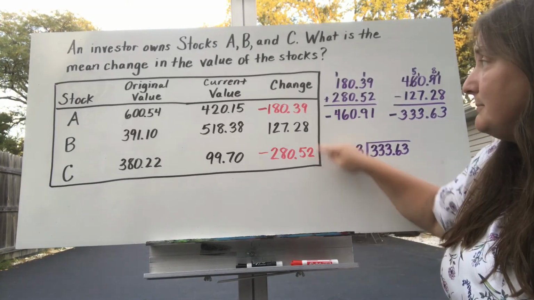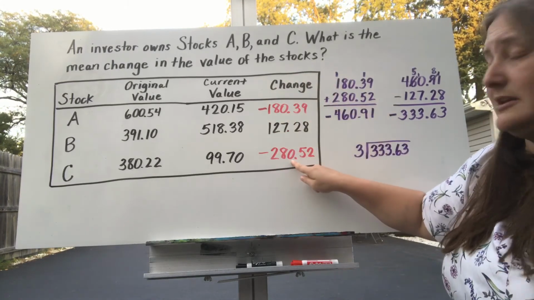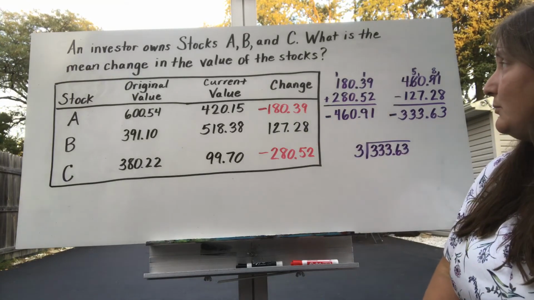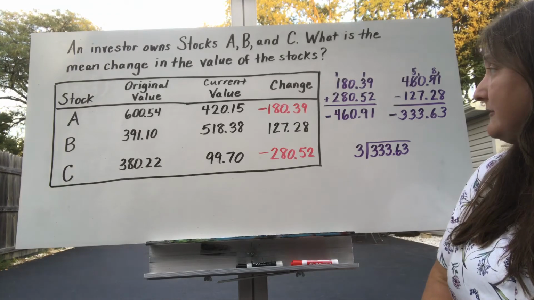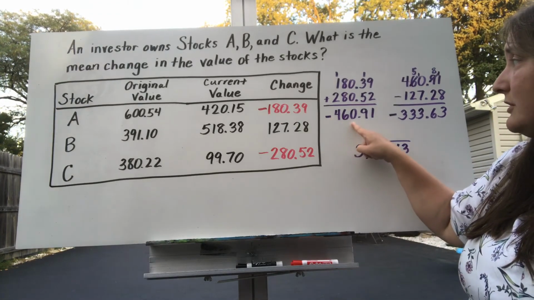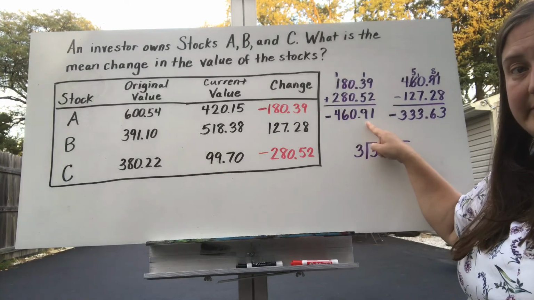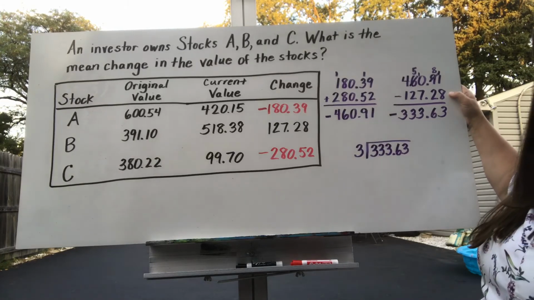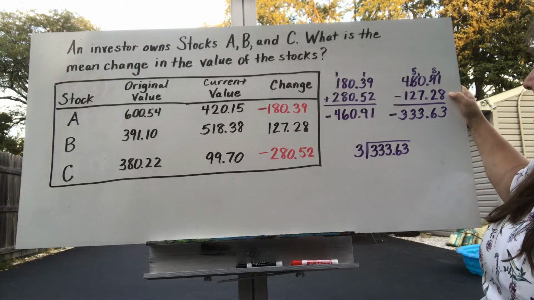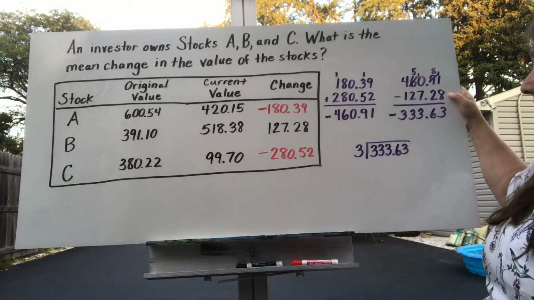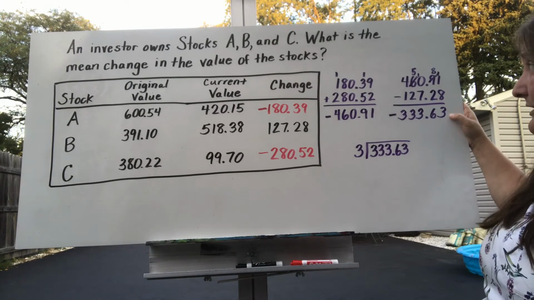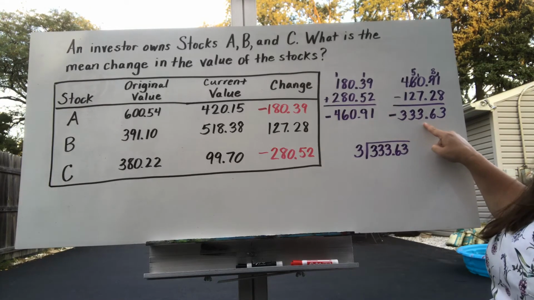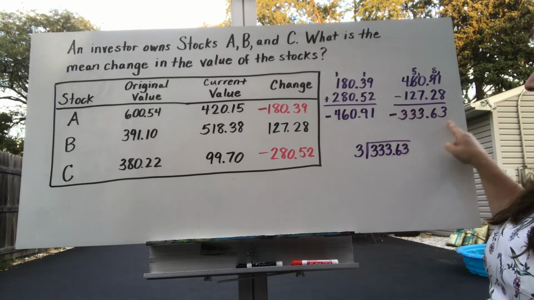$280.52. So to find the mean of this change, I'm going to have to add these 3 values up. So I'm going to start with my 2 negatives. So I add up their absolute values, and 180.39 and 280.52 add up to negative $460.91. Now I have to add in this guy, but since this is negative and this is a positive, I'm actually going to subtract them. 460 and 91 cents minus 127.28 leaves me with 333.63. But since this guy was negative and there's definitely more negatives, it's a negative $333.63.